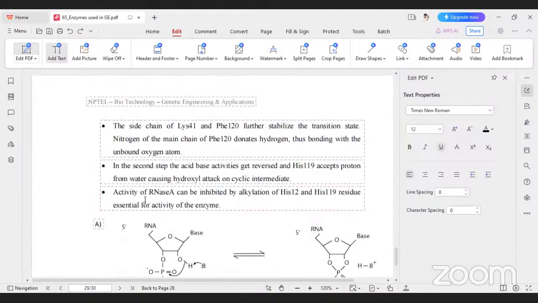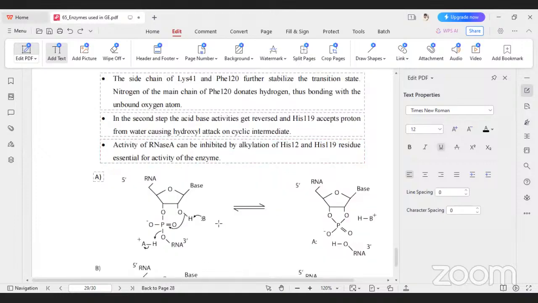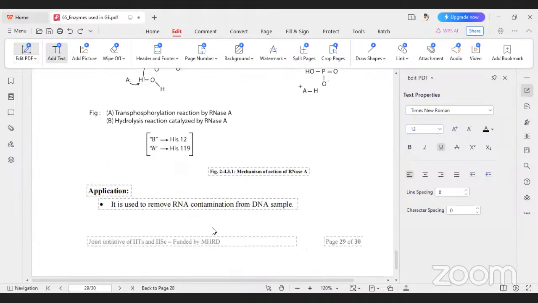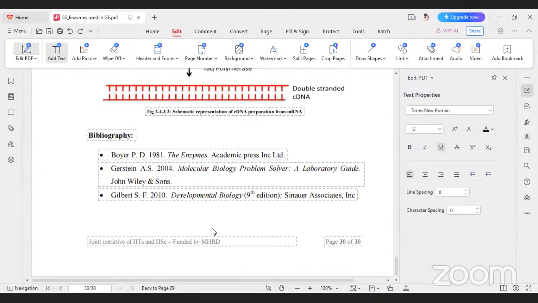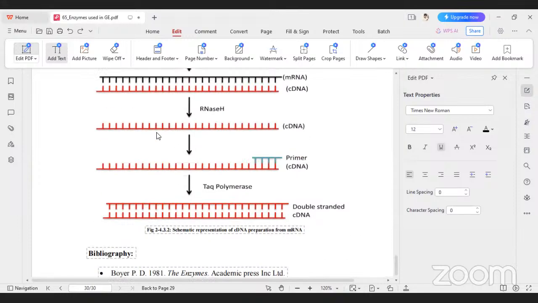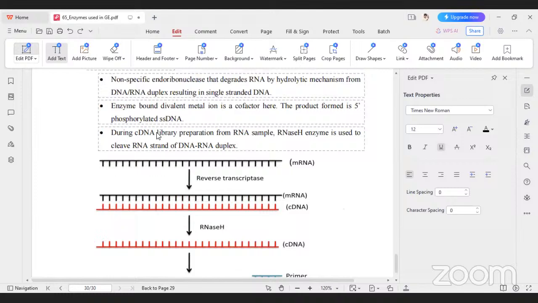RNase A can be inhibited by alkylation of HIS12 and HIS119. It is used to remove RNA contamination from the DNA sample. So this is about RNase. Nucleases and methylase already completed.